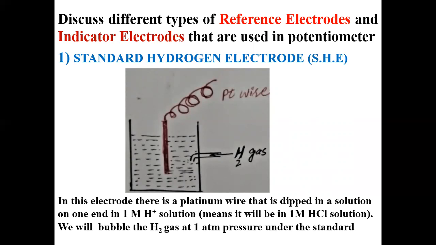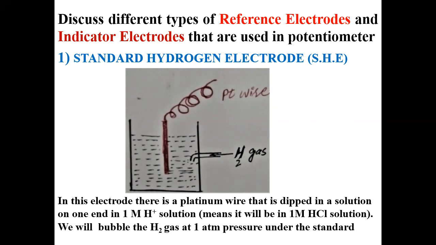If we see the general view of this standard hydrogen electrode, in this electrode there will be a platinum wire that is dipped in a solution on one end, in 1 molar H+ solution, meaning it will be in 1 molar HCl solution. We will bubble H2, hydrogen gas, at 1 atmospheric pressure under the standard condition, when the temperature is 25 degrees centigrade at 1 atmospheric pressure.